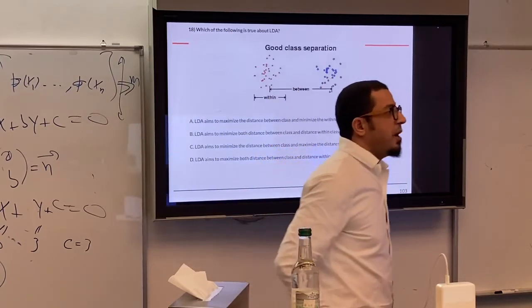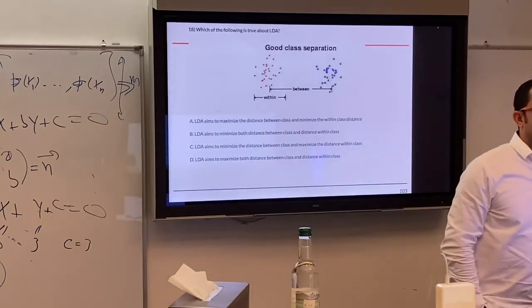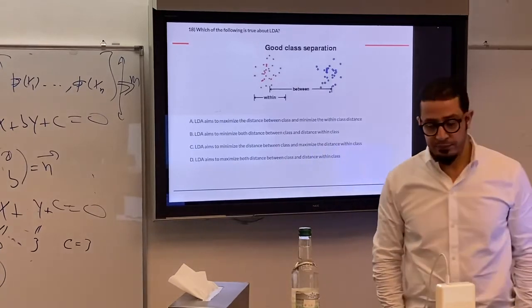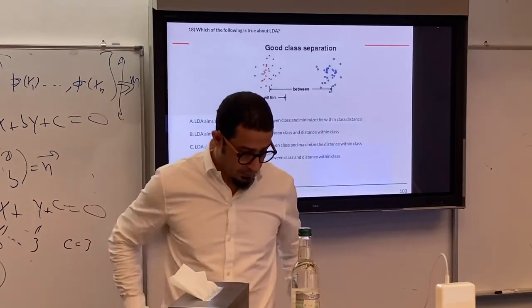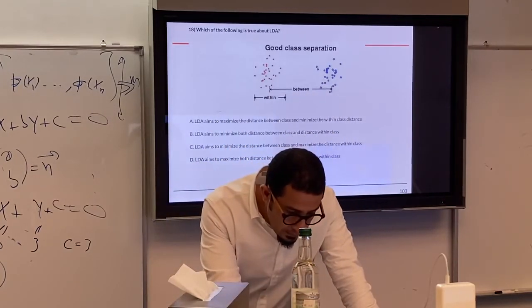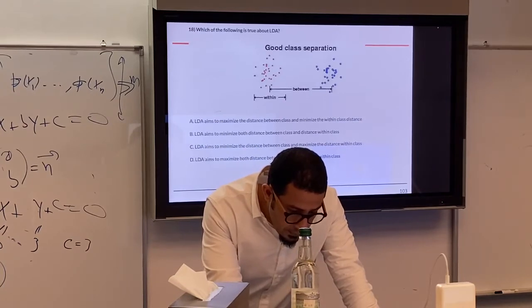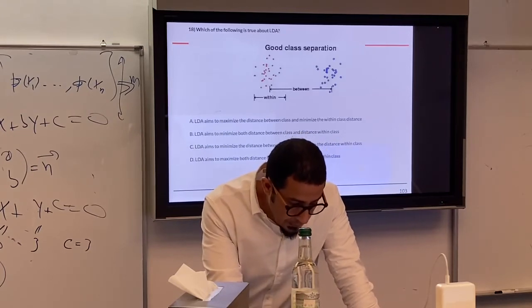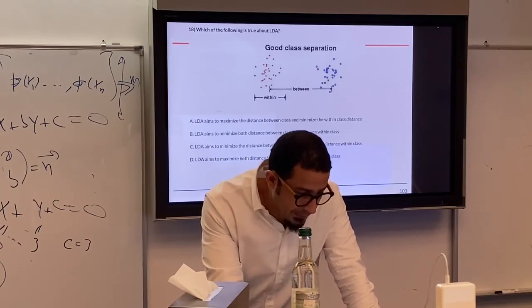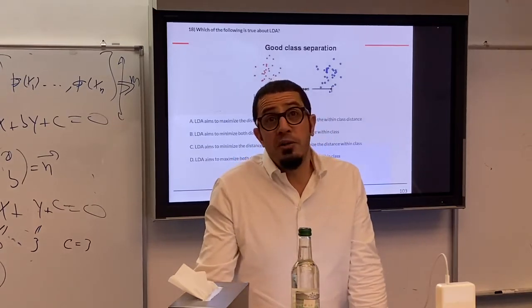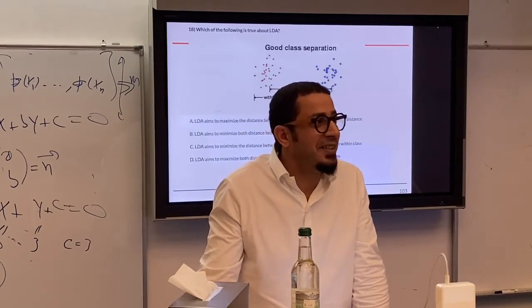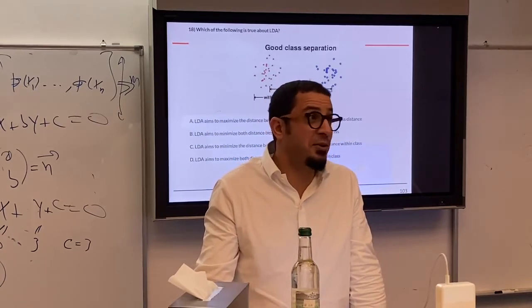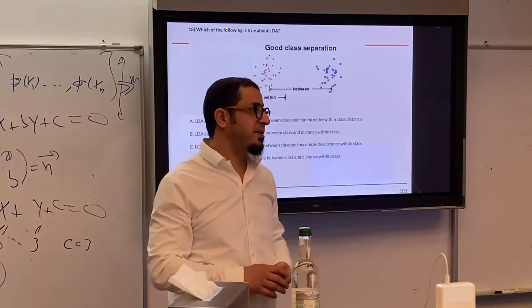Which of the following is true about LDA? First one: maximize distance between classes and minimize distance between tokens. Maybe all wrong, maybe 2 is correct, maybe 3 is correct, maybe all are correct. You see, these are difficult things, right? So sometimes multiple choice is not easier, when there are all possible candidates.